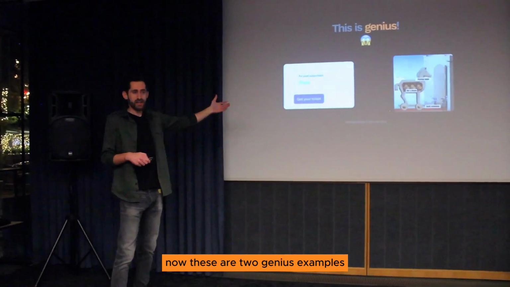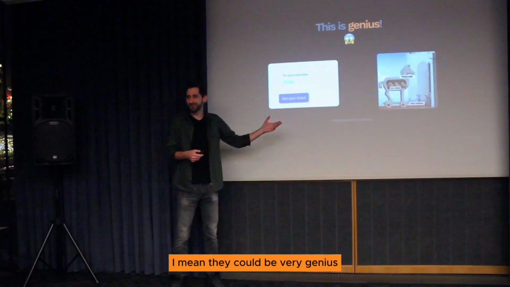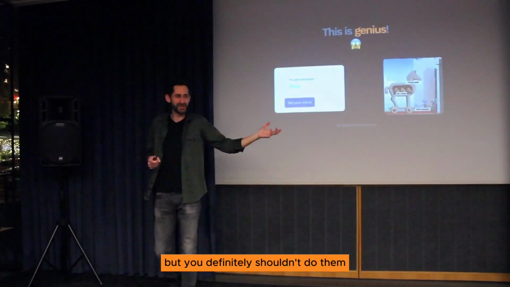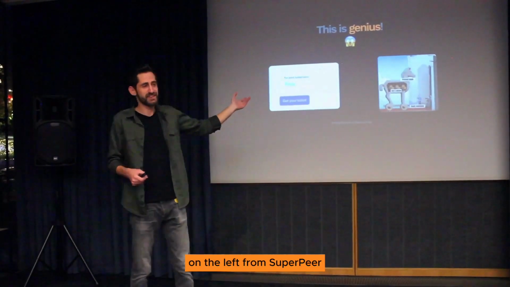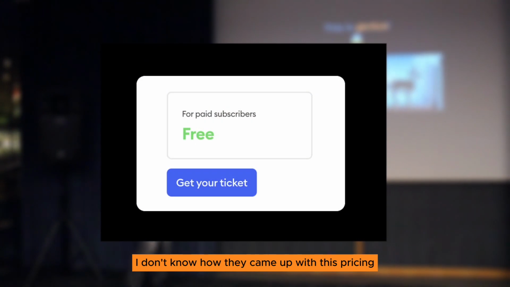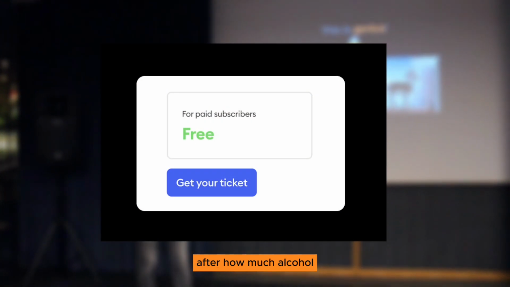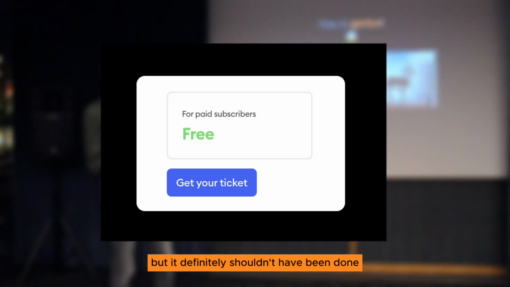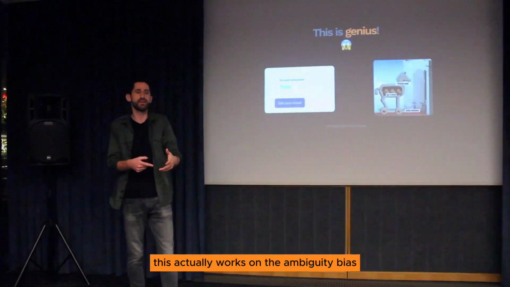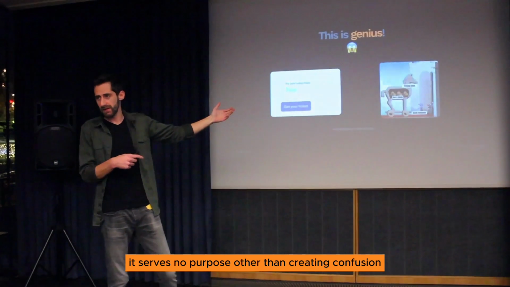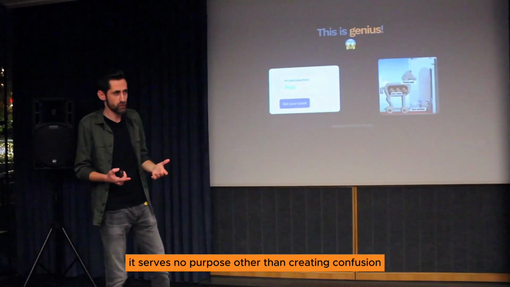These are 2 genius examples. I mean, they could be very genius, but you definitely shouldn't do them. On the left, from Super Peer. I don't know how they came up with this pricing after how much alcohol, but it definitely shouldn't have been done. For paid users, free. This actually works on the ambiguity bias. It serves no purpose other than creating confusion.